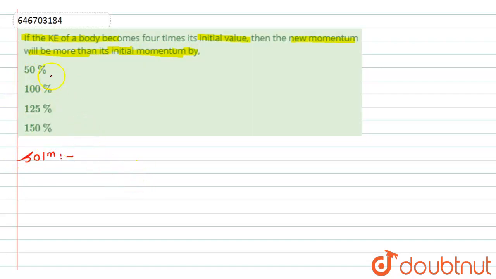So first of all, what is given? If kinetic energy of a body becomes 4 times its initial one. So let's suppose the initial kinetic energy is K1, okay, which can be given by the formula that is 1/2 of mv square, where m is the mass of body and v is the velocity of the body. Okay, now as per the question, what is given? Its kinetic energy becomes 4 times, means K2 will be equals to 4 times of K1.